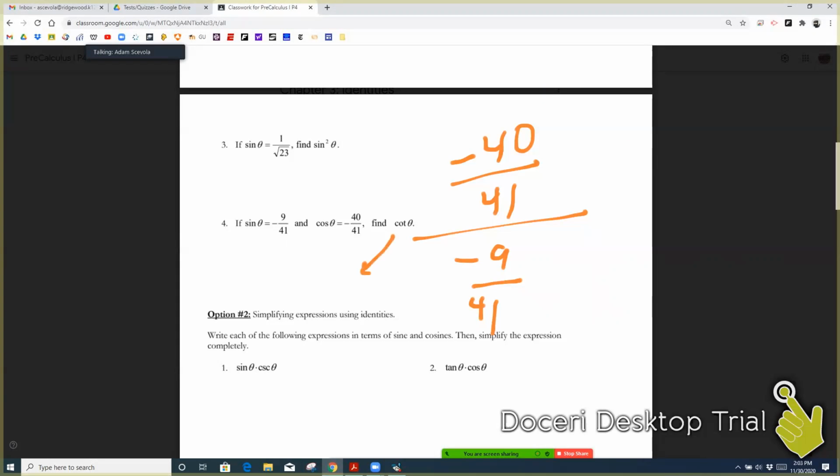Since cotangent is equal to cosine over sine, we do this over that, like Peter said, cancel out the root 41s, and then make a positive 40 over 9.